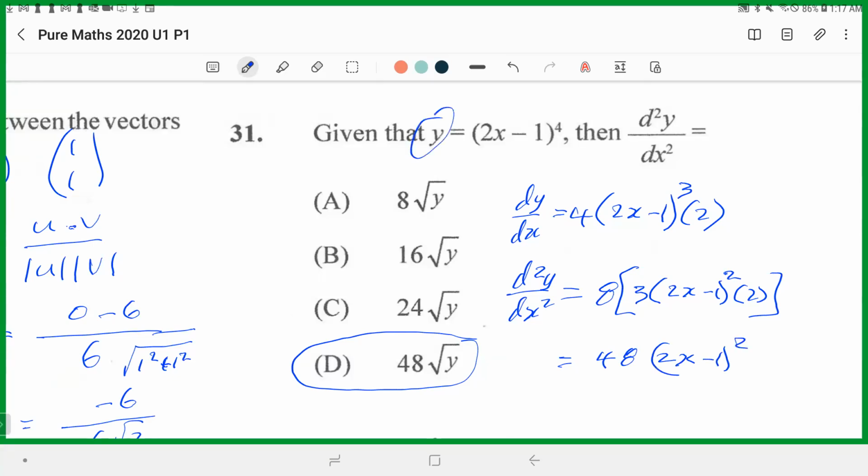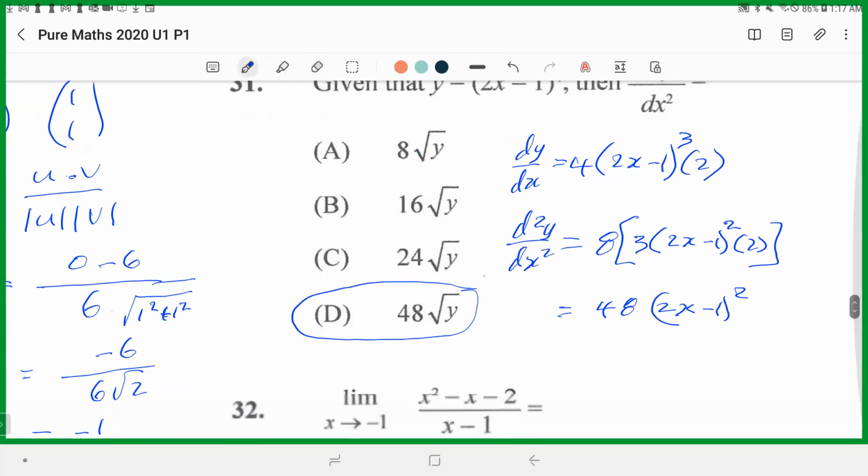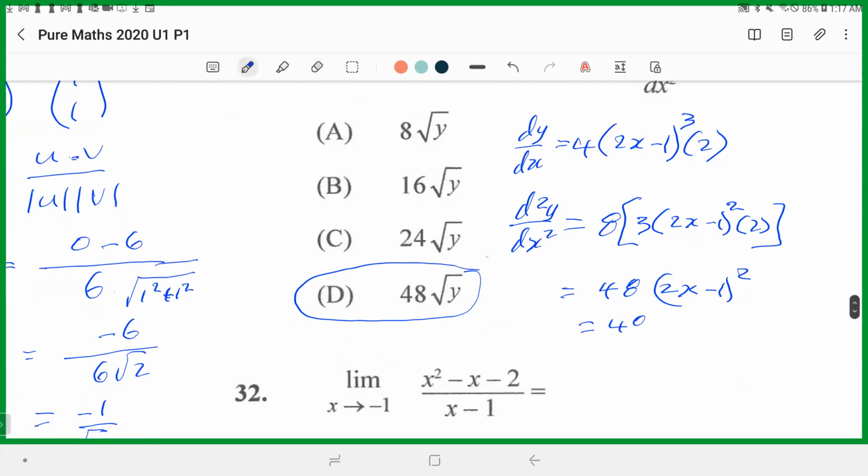Now, if y equals this, and this is just a square compared to that, then the square root of this can turn this into a square now. The square of both sides. So it is the square root of y, so it becomes 48 root y, which is that answer. All right, next question.